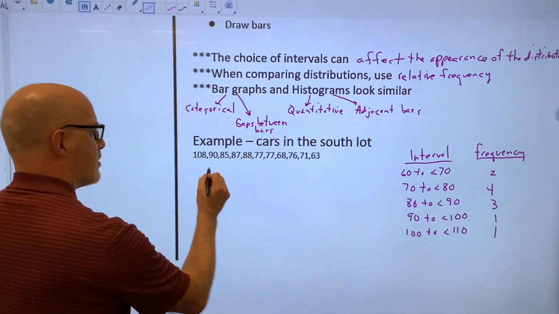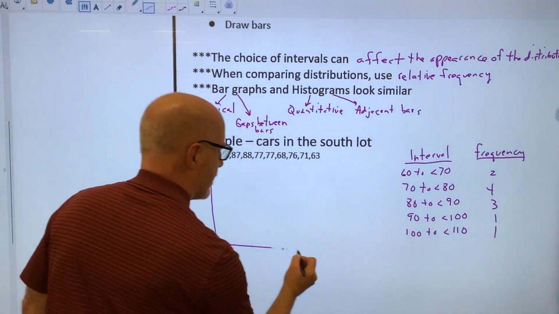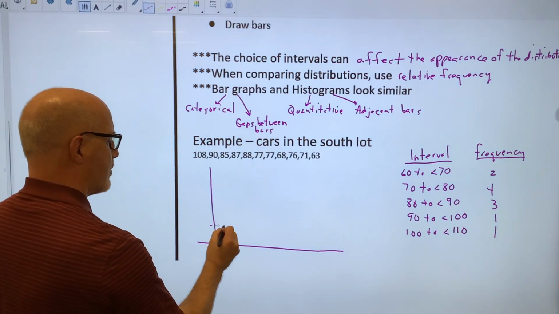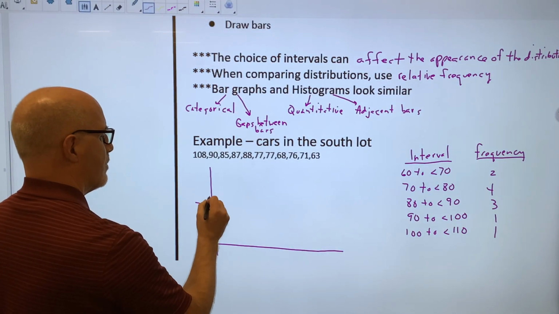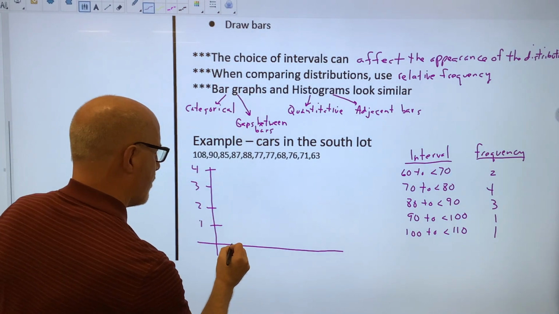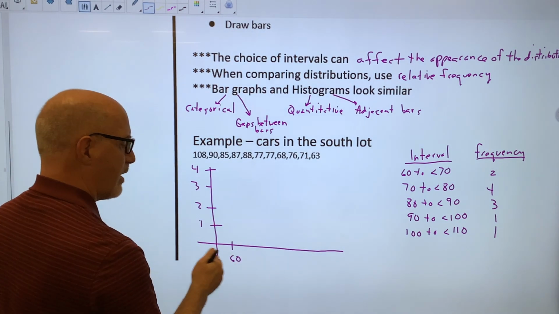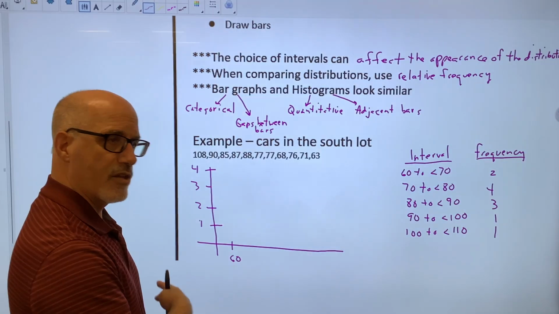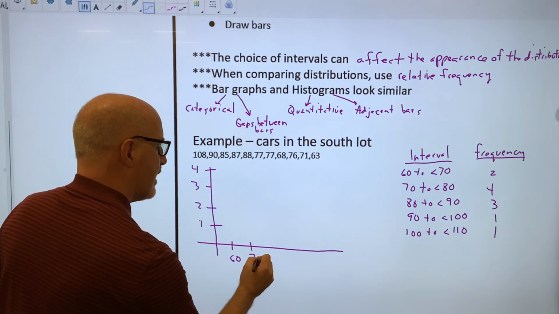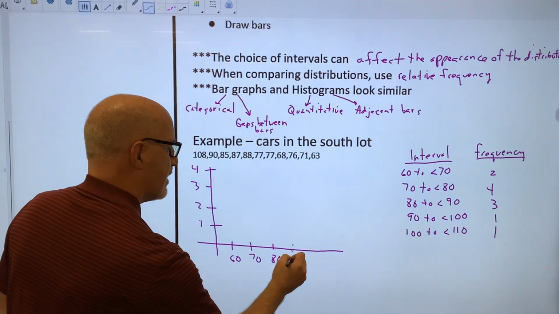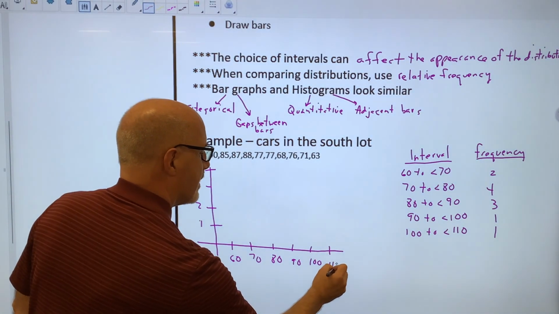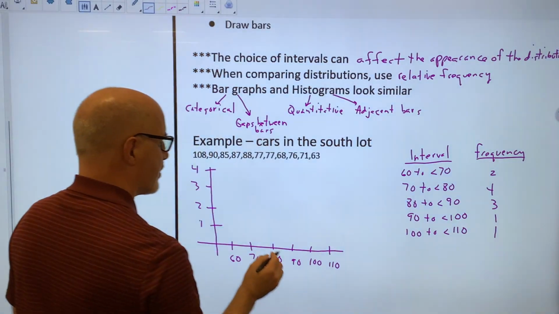So let's draw a histogram now. My frequency only goes up to 4. So we go 1, 2, 3, and 4. And over here, I'm going to go by 10. So start at 60. You don't have to start at 0 on this. You start at a convenient number. So 60, 70, 80, 90, 100, and 110. And so this first bar is going to go up to 2.